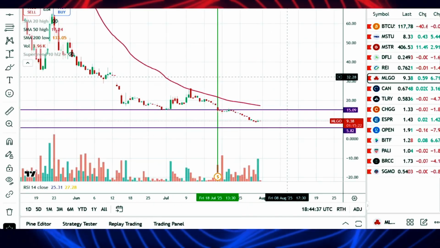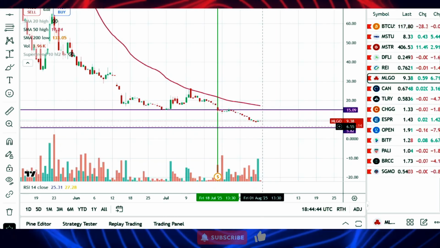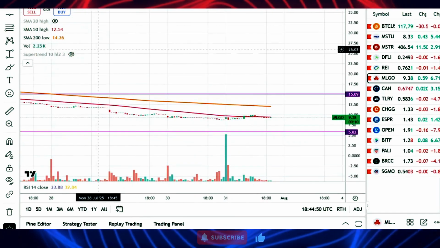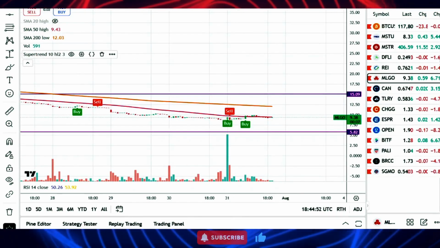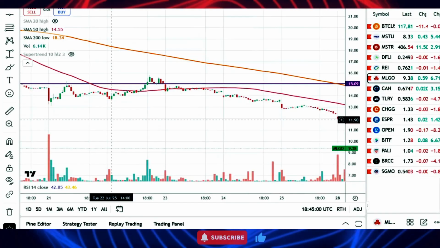So how to play it? I've given you all the factual information. Now, how do I play this? I would wait. I would go all the way down to the 15-minute mark right here, and then I can turn on a super trend, because I did see a buy signal, but let's not worry about that right now.